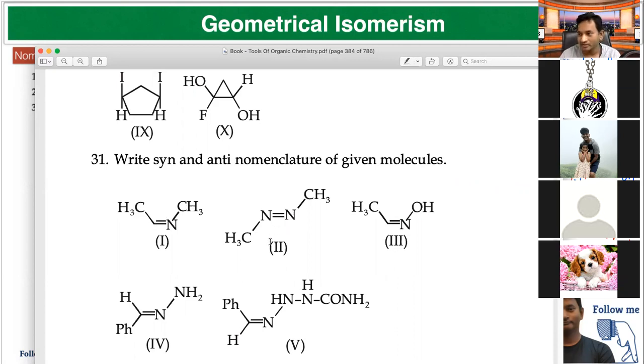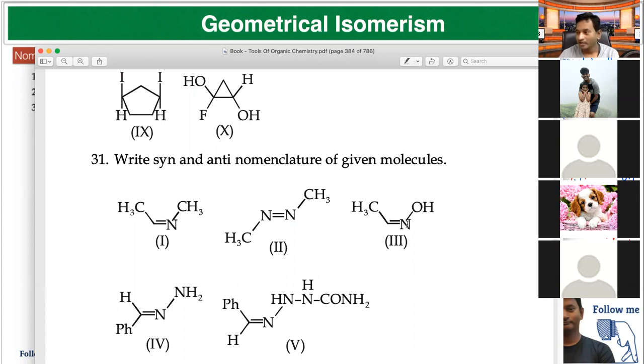Now think for the second one. Is it syn or anti? Easy one. Anti, because both groups are on the opposite side. When both groups are on the opposite side, it is called anti. Now think for this third one. Syn or anti? Anti. Never think that this and this methyl are on the same side, or that this OH and this group are on the same side. Think that this hydrogen and this group are on the opposite side, so it is called anti. Is it clear?